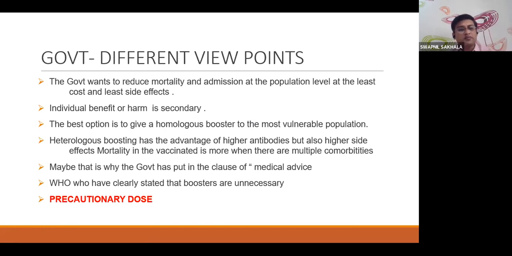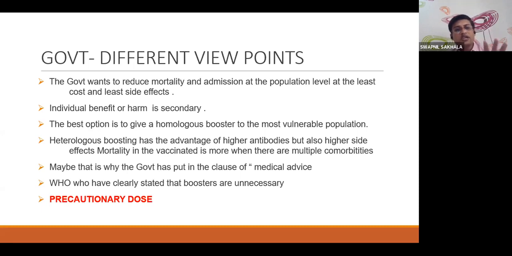And once the myth has spread that vaccine-related side effects are more, people will not go for the booster doses, and most of the population will be vulnerable to the disease rather than limited to the infection. So the best option they chose is to give a homologous booster to the most vulnerable population, because heterologous boosting has the advantage of higher antibodies, but also higher chances of side effects. So they have put in a clause of medical advice.